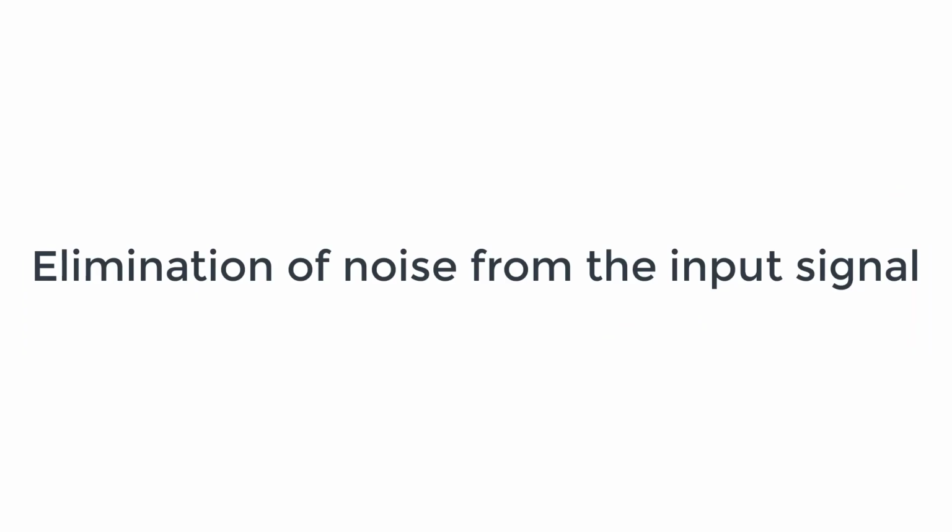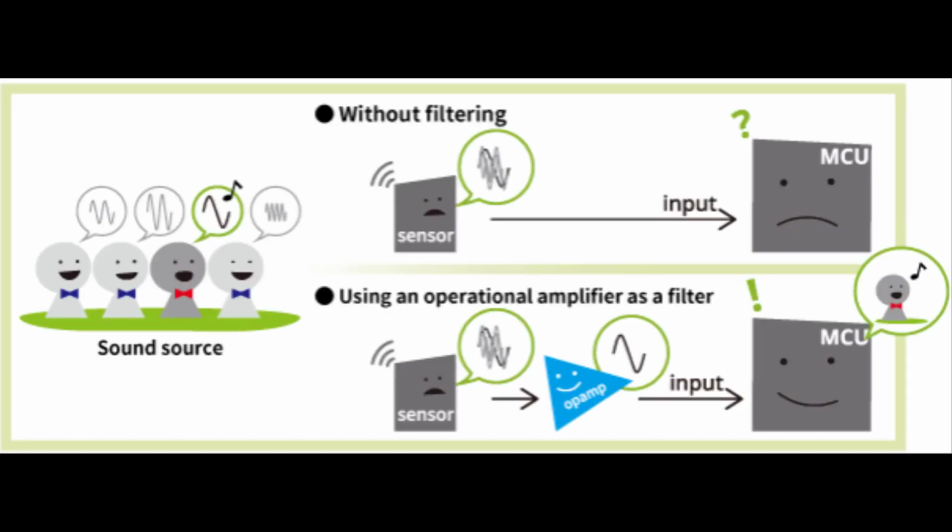Operational amplifiers are also used in elimination of noise from the input signal. By operating as a filter of input signals, the operational amplifier circuit is able to extract the signal with the target frequency, eliminating all the other frequencies entering MCU. From the figure we can see that there are many sources of noise that combine with the input signal. If we use that signal without filtering, then our MCU cannot recognize the exact input signal. So, using operational amplifier as a filter, the op-amp circuit is able to extract the signal with the target frequency, eliminating all the other frequencies entering MCU.